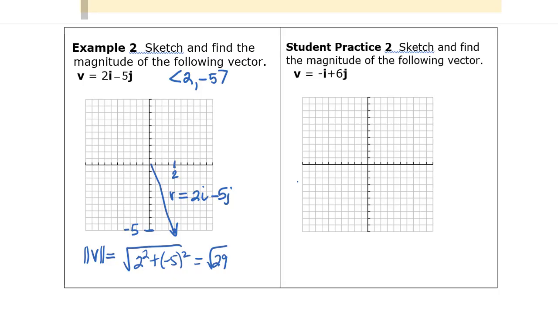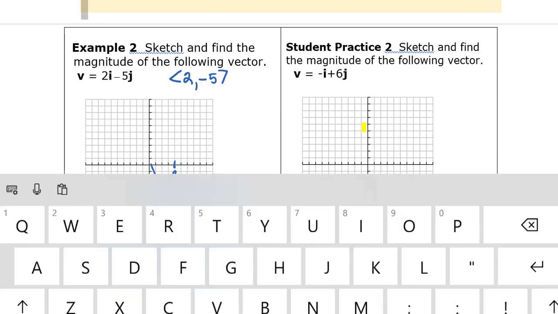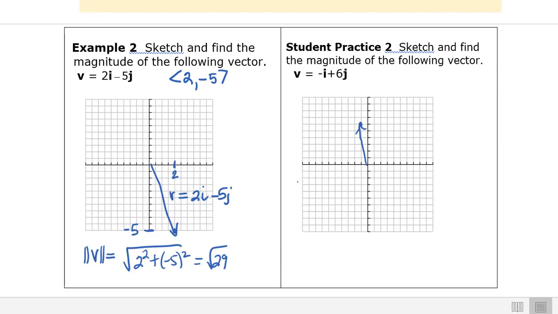Let's look at student practice 2. We know that the value of a is negative 1, which is our horizontal component, so I would be going to the left 1. The vertical component is 6j, so I'm going to go up 6. I'll use a scale of 1 for this problem so that it'll fit. So I'm going to go up 1, 2, 3, 4, 5, 6 and put my terminal point. Then I've drawn the vector from the origin to my terminal point, so this would be vector v.